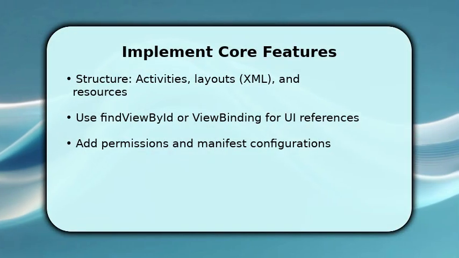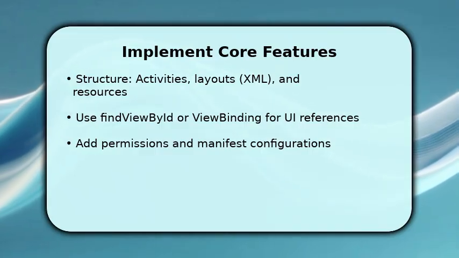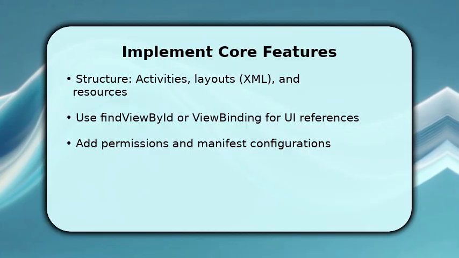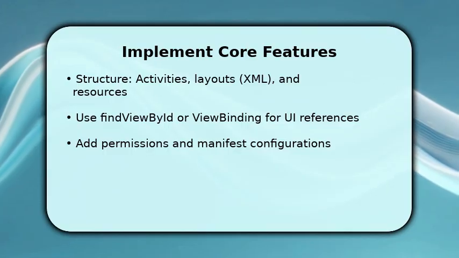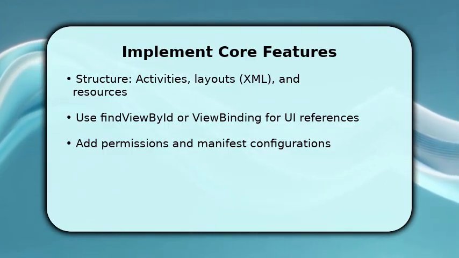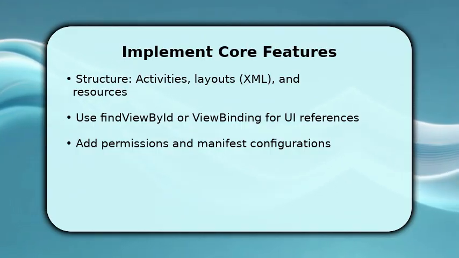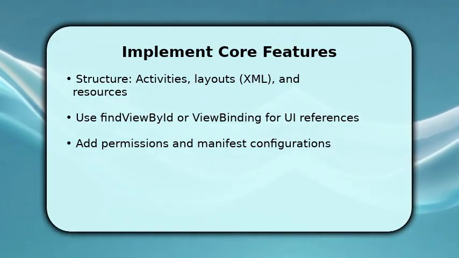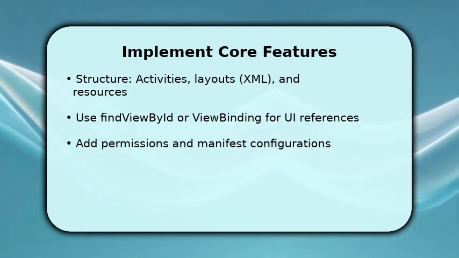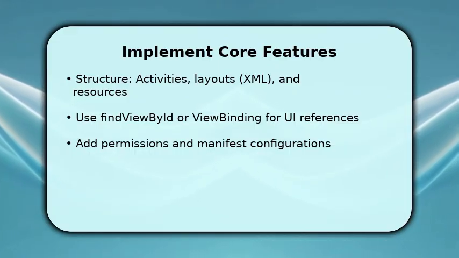Now implement core features by editing main activity Java and its layout XML. This is where logic and UI meet. You'll create views, wire them with findViewById or enable view binding for safer references, and place strings and images in res folders for localization and reuse. Once you add actions, use intents to navigate and shared preferences or SQLite for simple persistence. Make sure to declare required permissions and components in AndroidManifest.xml, so the system grants access and registers activities correctly.